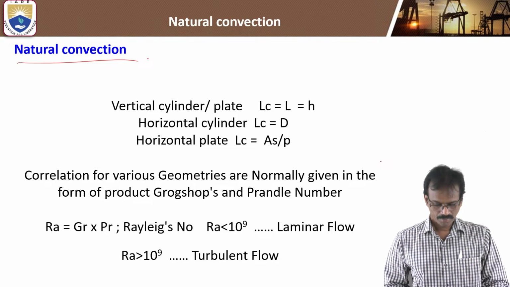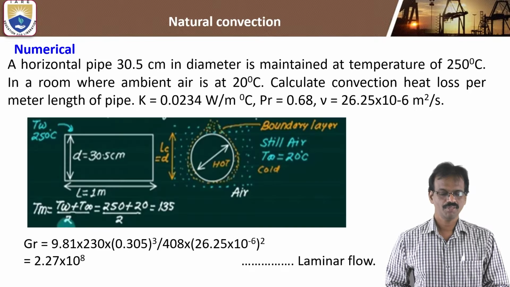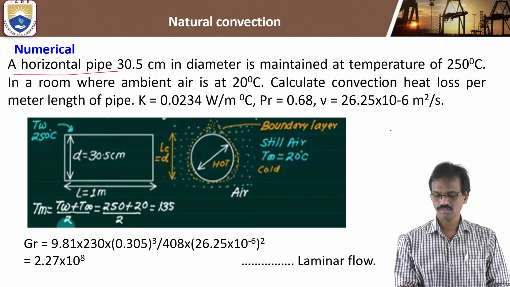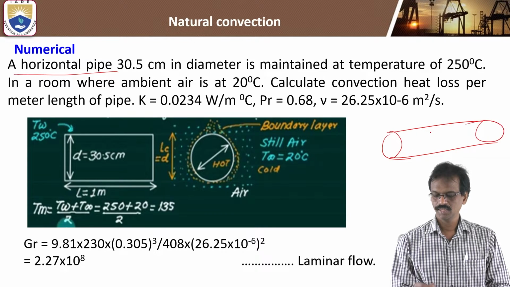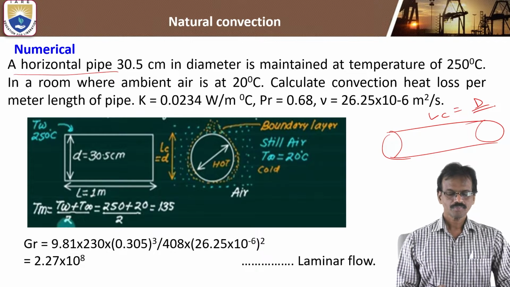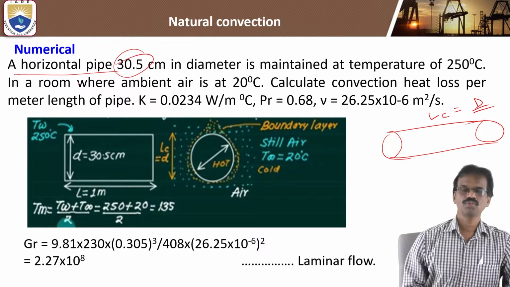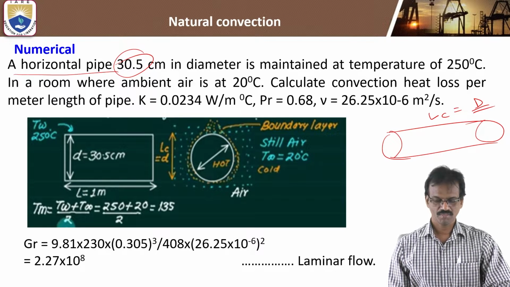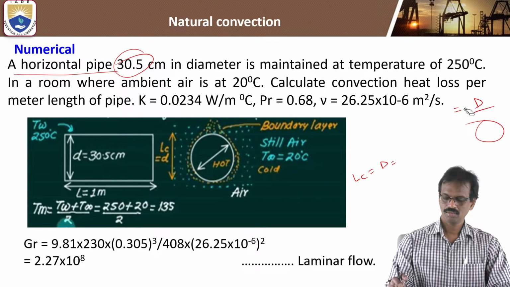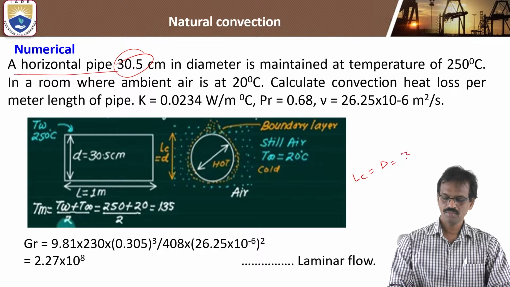We'll see directly how to solve for the h value. Here the plate is in horizontal position. The characteristic length Lc is equal to the diameter. The diameter of the horizontal pipe is 30.5 centimeters. Converting into meters, Lc equals diameter equals 0.305 meters. That is the characteristic length.